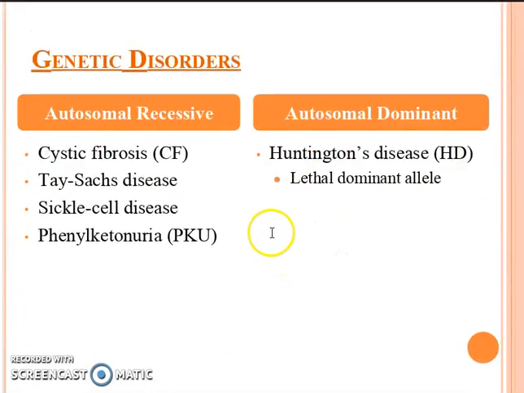Here's just a couple of different genetic disorders. So autosomal recessive ones, these are on your autosomal cells, so the non-X and Y cells. You can find cystic fibrosis, Tay-Sachs, sickle cell, and PKU right here, versus autosomal dominant. Huntington's disease is actually a dominant trait. So if you have one allele of this, you're going to have Huntington's disease.